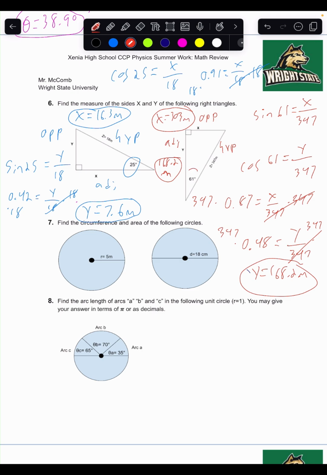And if you think about it, if this angle is big, this side should be longer than this side, which it is. So a good check there. All right, see you in a minute for the circles.